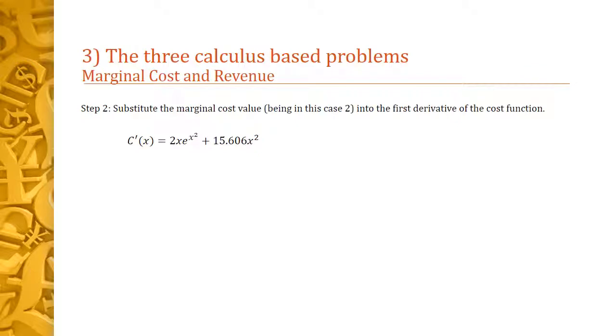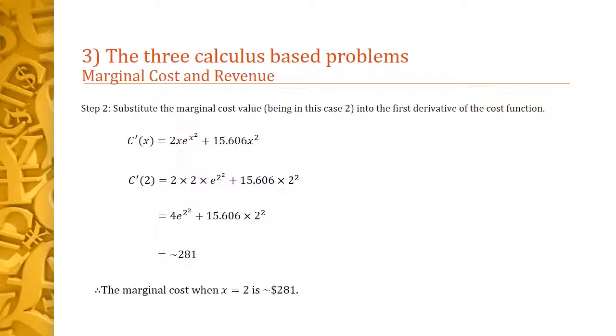Now step 2 for part A is substitute our marginal cost value, being in this case 2, into the first derivative of the cost function, which we just found. When we do that, we end up with 2 times 2 times e to the power of 2 to the power of 2 plus 15.606 times 2 to the power of 2. Now we just simplify and plug this equation into the calculator, and we end up with approximately 281. Therefore, the marginal cost when x equals 2 is $281.